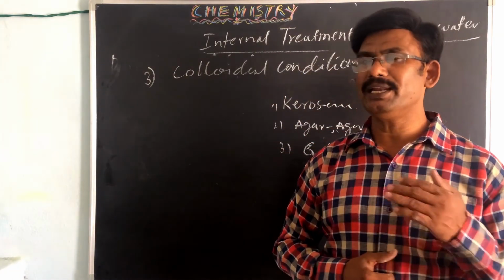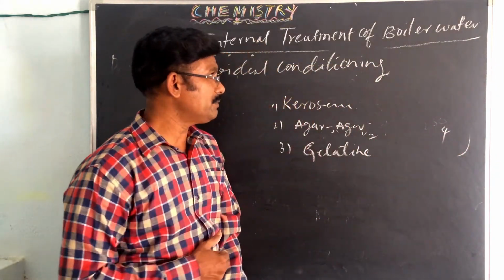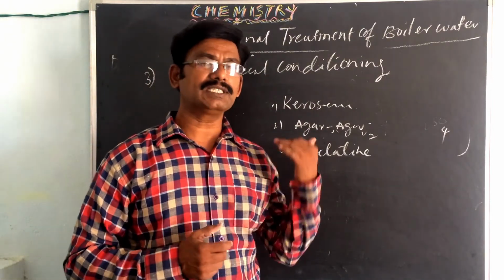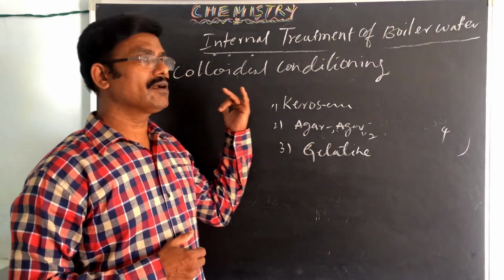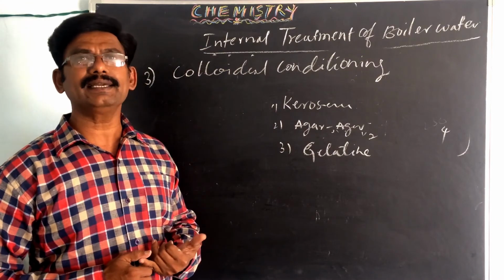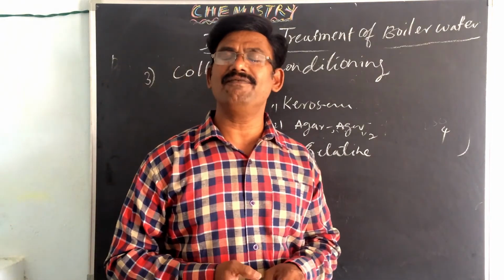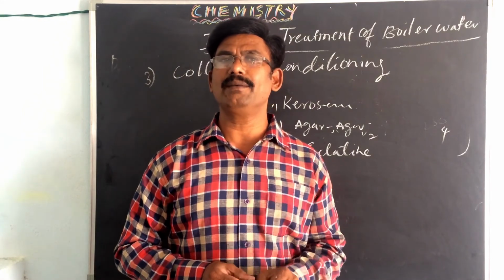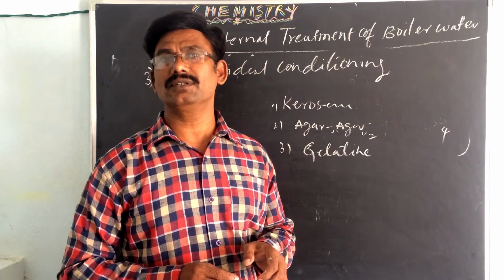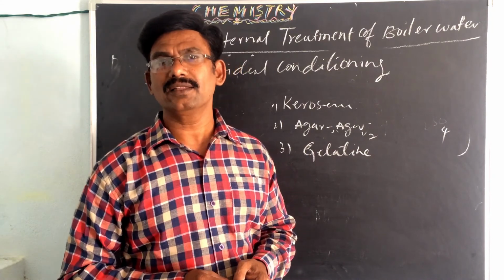Okay, so how many topics have we completed today? Internal treatment of boiler water has three types: first, calgon conditioning; the second one is phosphate conditioning; and the third one is colloidal conditioning. These three are very important from your examination point of view. Definitely this question will come, in almost all years in the JNTU examination. Okay, thank you very much.